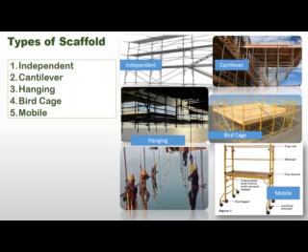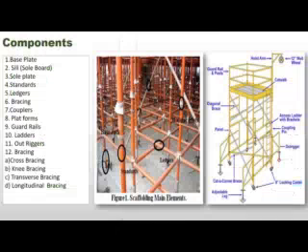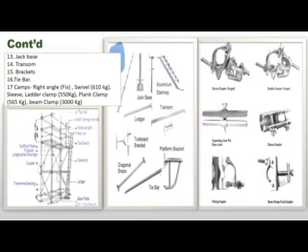Then parts of scaffold. Several parts like base plate, seal or sole plate, standard, transom, runners, ledgers, couplers, bracing, platforms, guardrails. In guardrails there is top rail, mid rail and toe boards, ladders, outriggers, base jacks, wheels with locking casters. Bracings are of several types like cross bracing, knee bracing, transverse bracing, diagonal bracing.